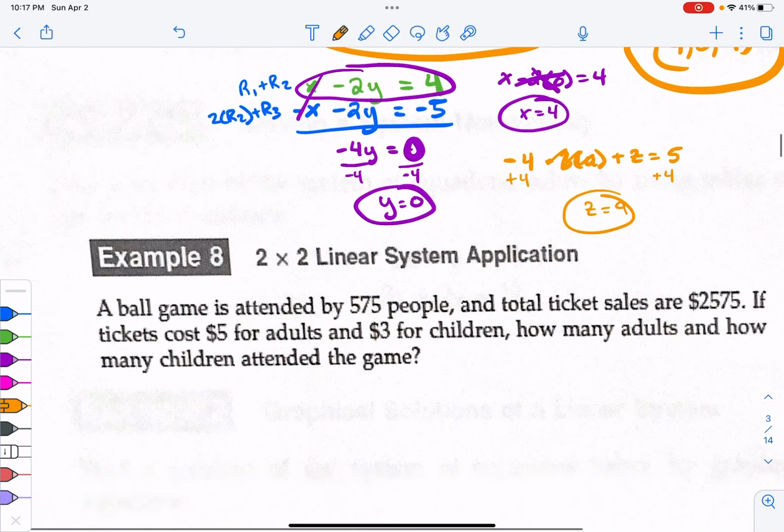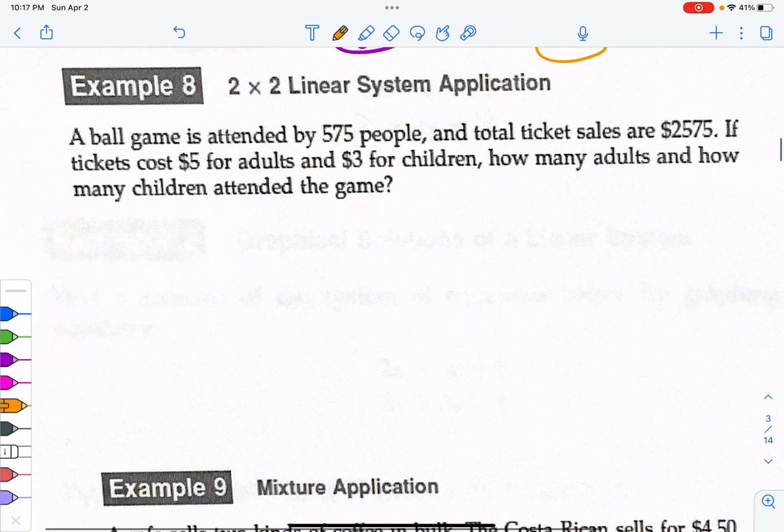Okay. All right. Example 8 is a 2x2 story problem. Okay, so a ball game is attended by 575 people and total ticket sales are this much. We have two different types of tickets and they are adults and children. So I'm going to say adults and children. We're talking about the number of adult tickets and the number of child tickets, and the number of each one of those is going to add up to be 575.